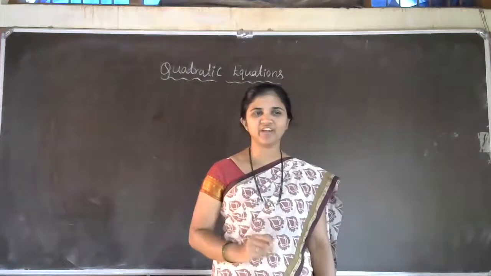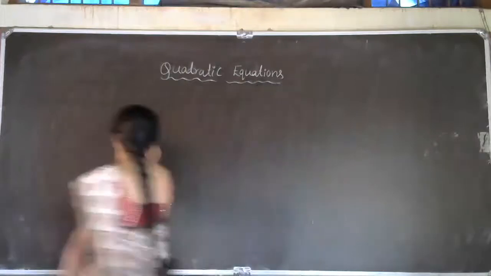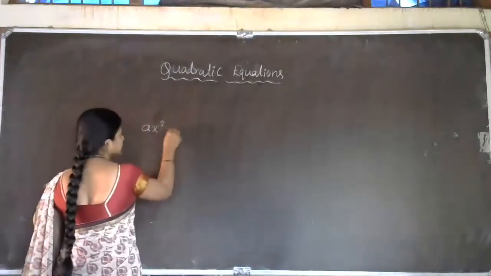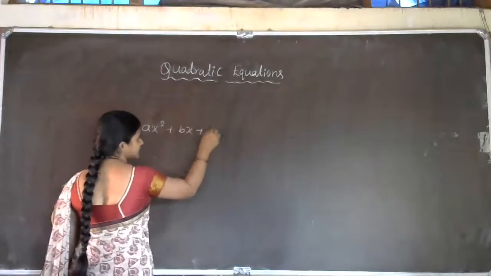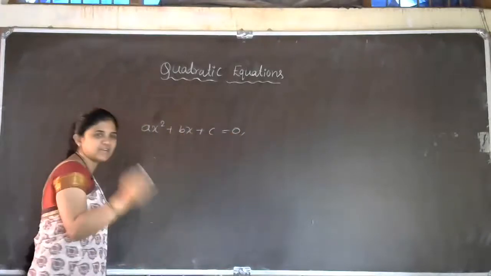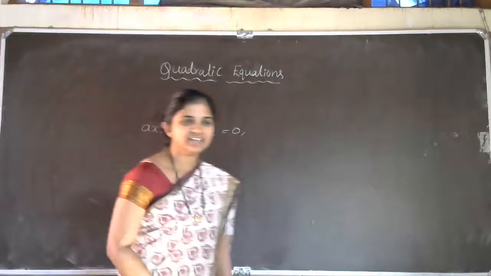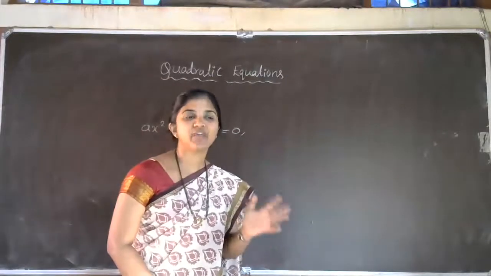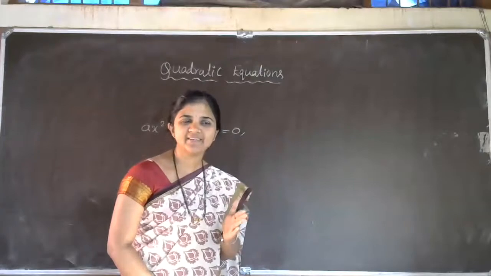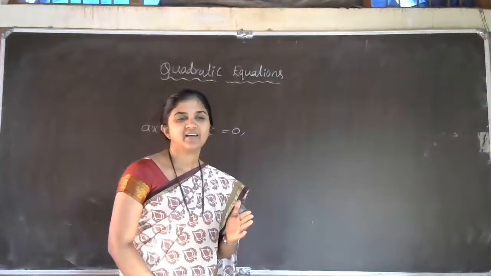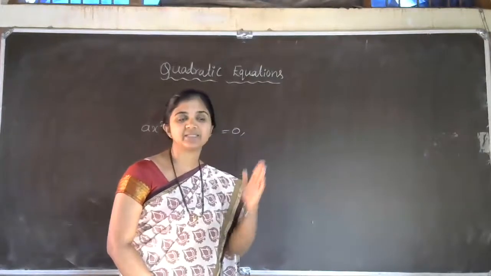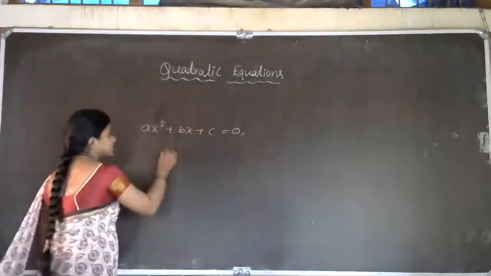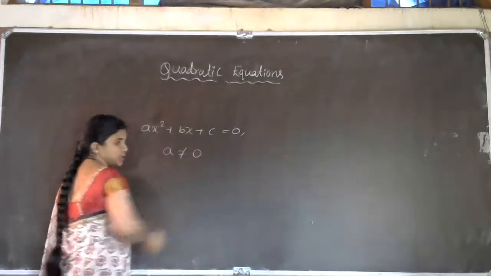General form of quadratic equation. ax square plus bx plus c is equal to 0. Full statement I need. ax square plus bx plus c is equal to 0, where a, b, c are real numbers and a not equal to 0. Yes, with the condition a not equal to 0.